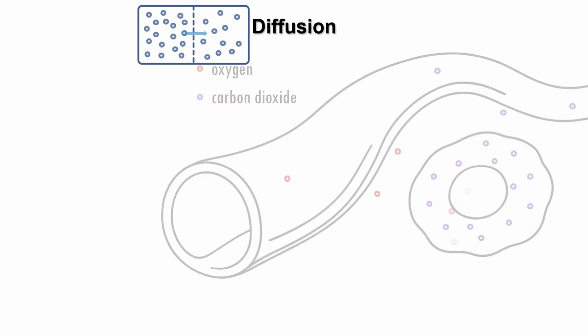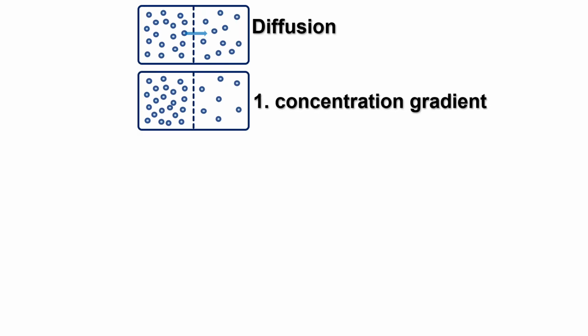Let's look at what affects the rate of diffusion. The first factor is concentration gradient. This means the difference in concentration between two areas. The particles will spread out faster when the concentration gradient is steeper. If the gradient is larger, diffusion happens faster.